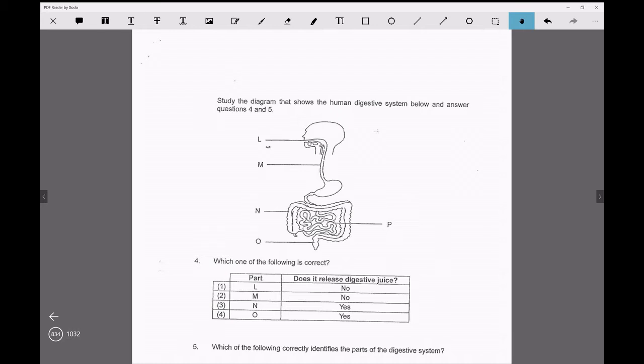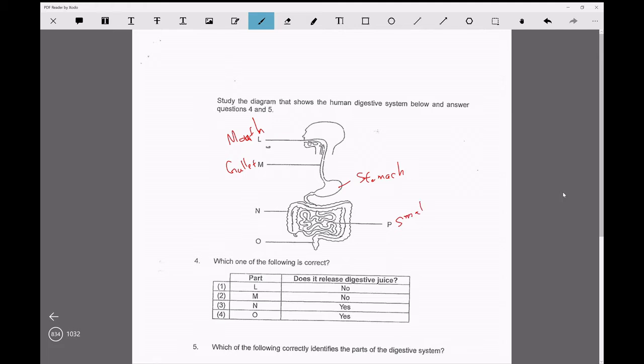Your digestive system, let's label them first. Your mouth. Your gullet. This is your stomach. This is your small intestine. Your large intestine. This is your anus, where your waste comes out from.